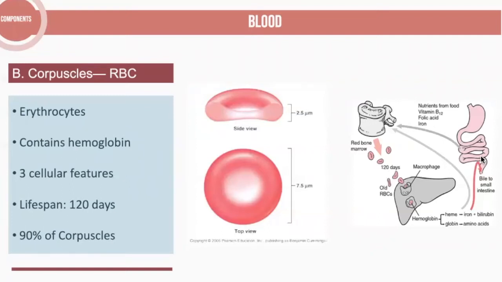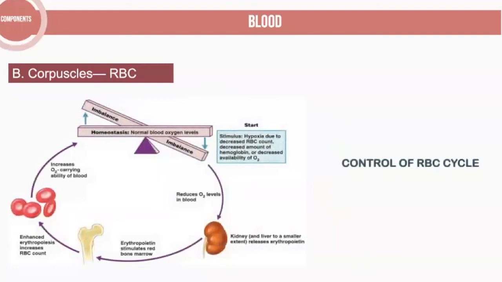And through that route, the urobilinogen will eventually be converted to urobilin. And this urobilin imparts the yellowish color of the urine. Of course, RBC production should also be regulated, and it is through homeostatic mechanisms that this regulation is achieved.